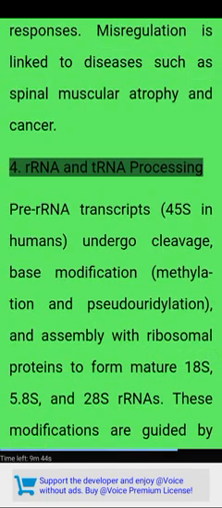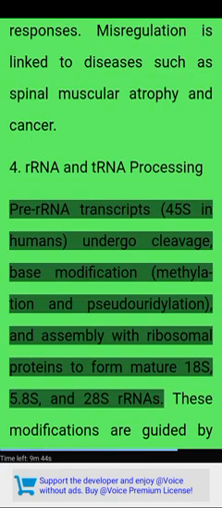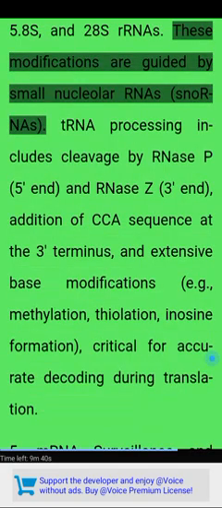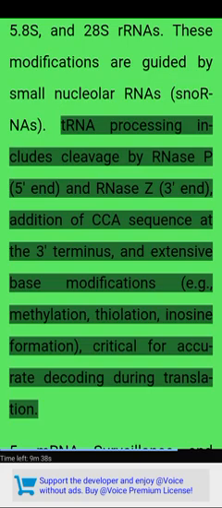4. rRNA and tRNA processing. Pre-rRNA transcripts, 45S in humans, undergo cleavage, base modification, methylation, and pseudouridylation, and assembly with ribosomal proteins to form mature 18S, 5.8S, and 28S rRNAs. These modifications are guided by small nucleolar RNAs, snoRNAs. tRNA processing includes cleavage by RNase P at the 5' end, and RNase Z, and addition of the CCA sequence at the 3' terminus, and extensive base modifications, e.g., methylation, thiolation, inosine formation, critical for accurate decoding during translation.